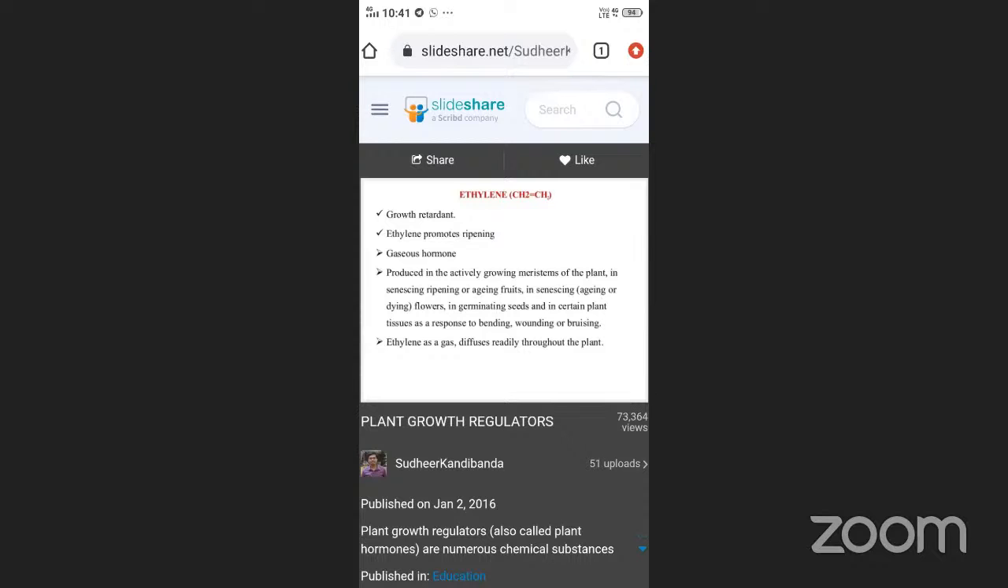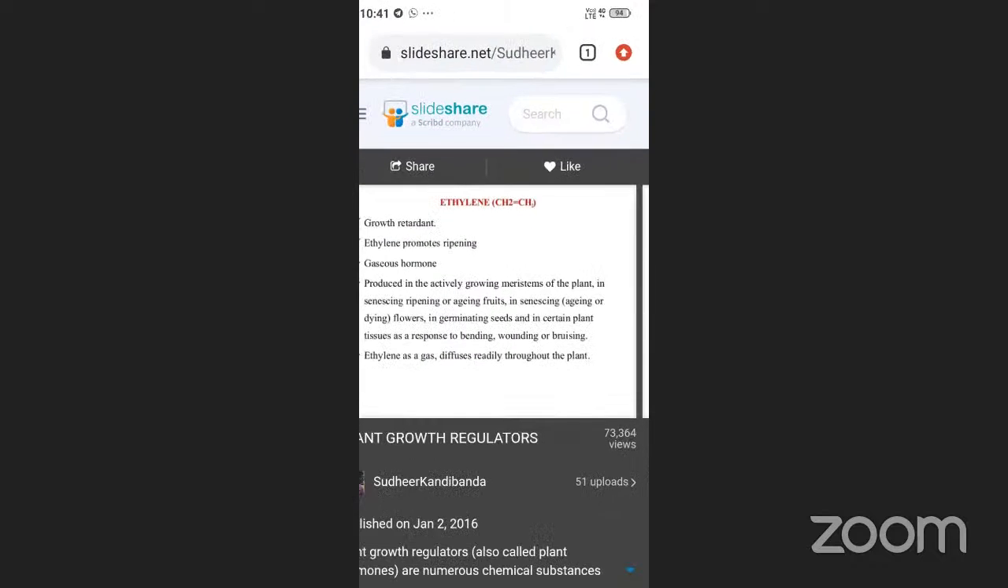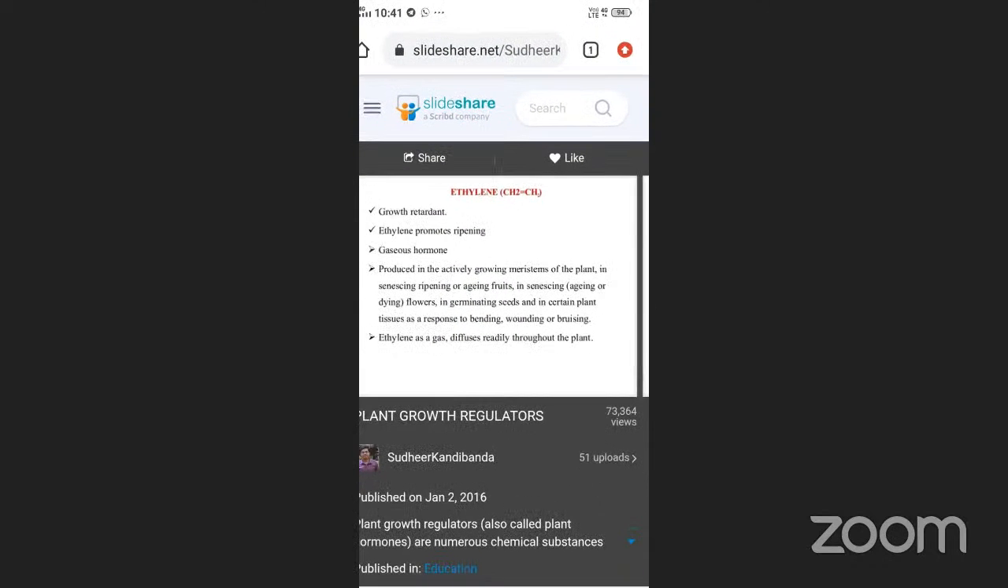Another application is wound healing: with the help of ethylene, cell division occurs and helps in the healing of wounds in the plant. It also increases root hair formation, increases the production of pistillate, meaning female, flowers, and reduces apical dormancy. Okay, so these are the functions of ethylene.